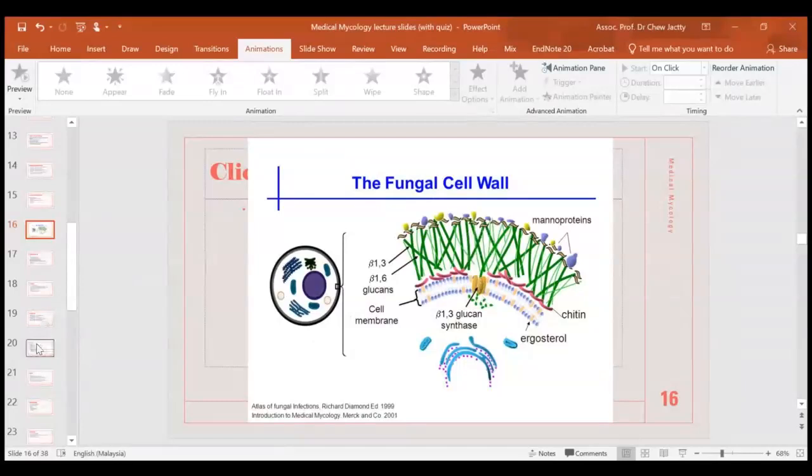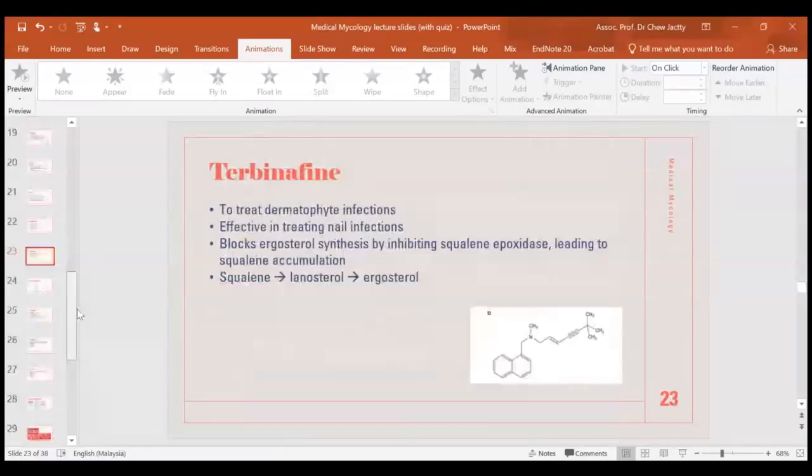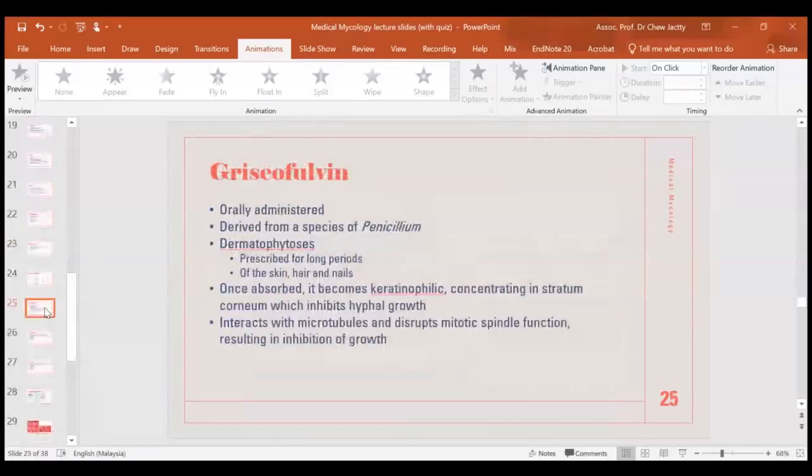Okay, and the last group of antifungals is griseofulvin. Griseofulvin is commonly used for dermatophytes. Once the griseofulvin is absorbed, it becomes keratinophilic, meaning that it will accumulate on the keratin, the keratin that forms part of the human skin structures. That's what we call keratinophilic. It concentrates in the stratum corneum, which is the outermost layer of skin structure, and inhibits the hyphae form growth structures.